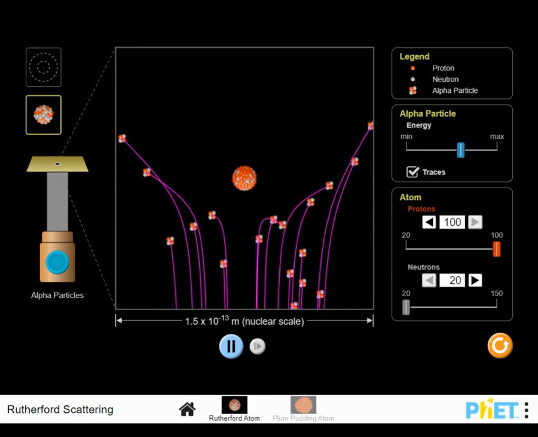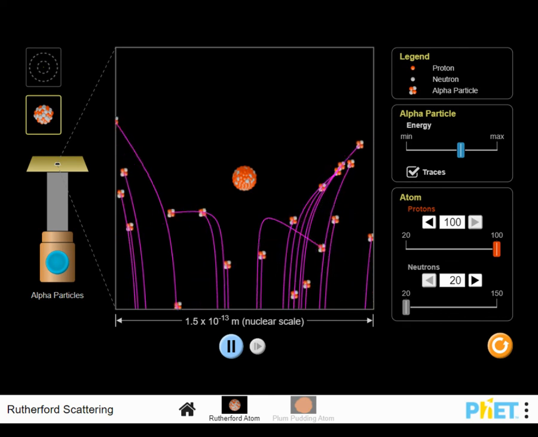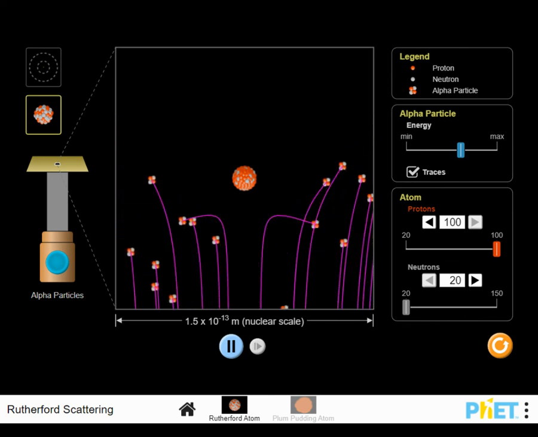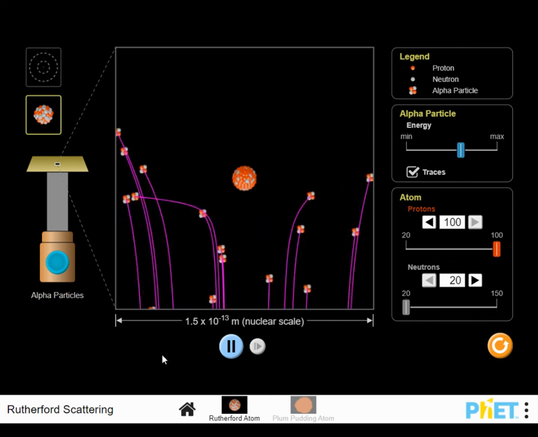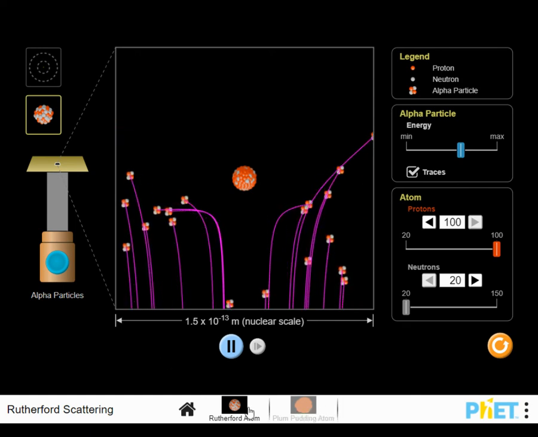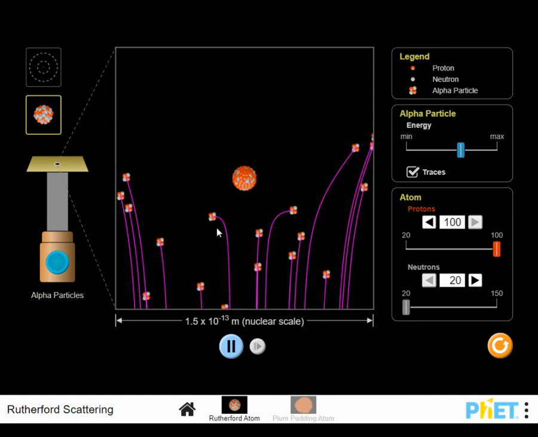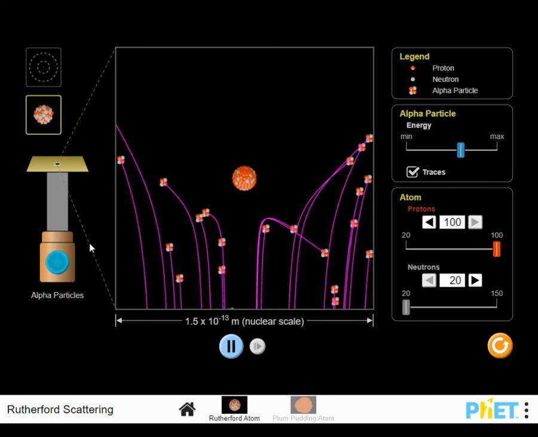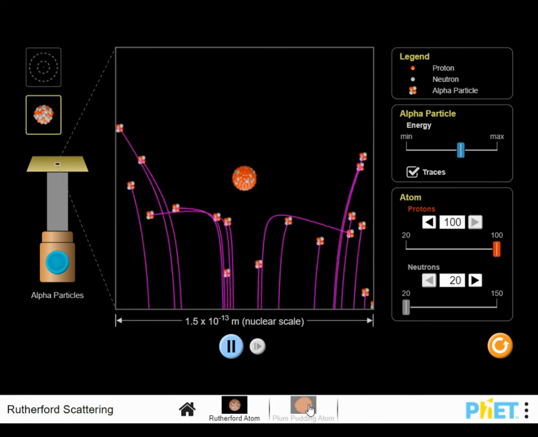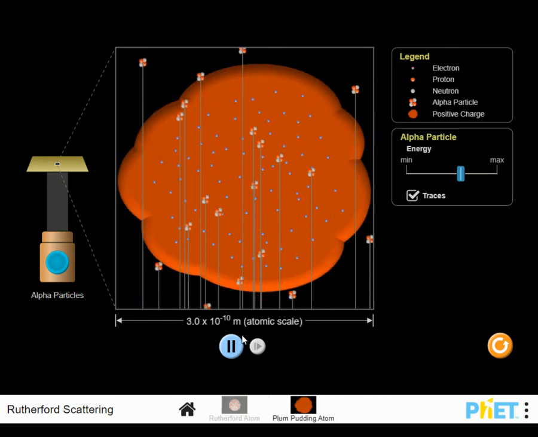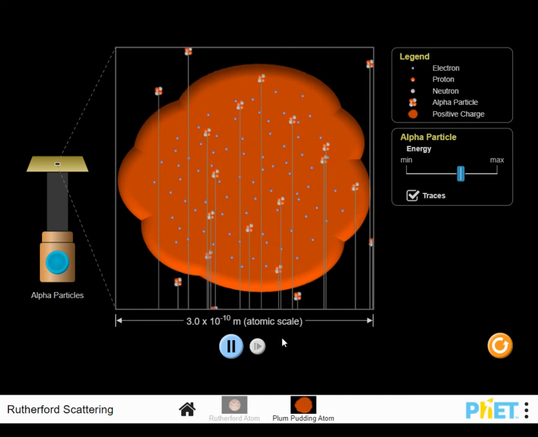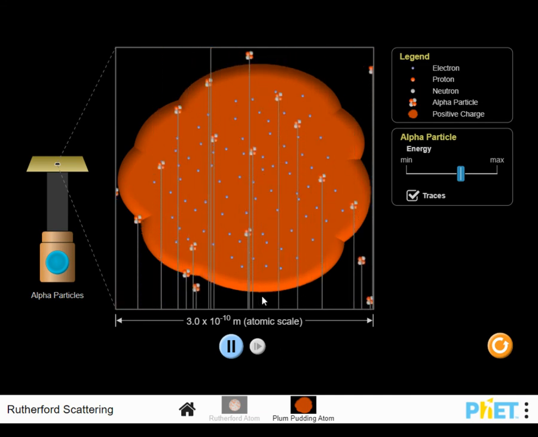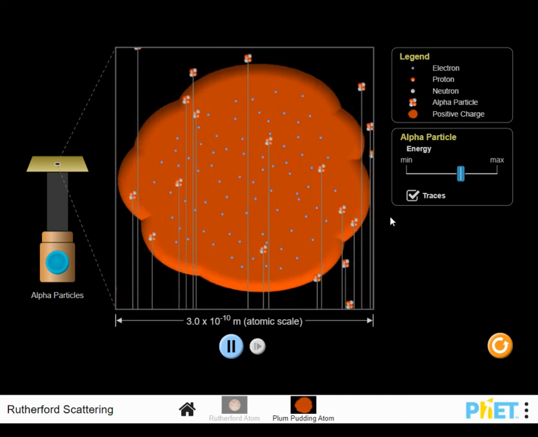Okay, number 8, you just want to think about 6 and 7. Number 9, how is the plum pudding model different from the Rutherford model of the atom? So what we saw is that deflection of the alpha particles in the Rutherford model. With the plum pudding model, let's go back and look at that. We notice that the straight line movement, there's only straight lines. There's no deflection of any nature.